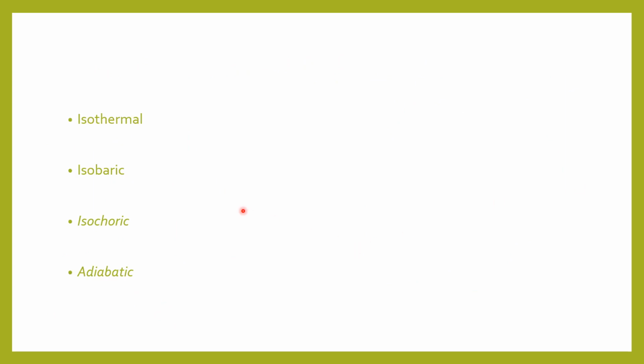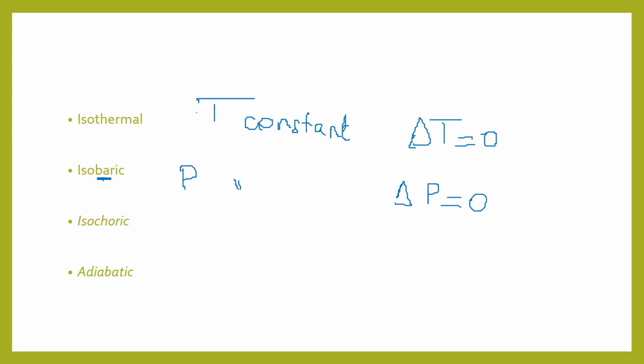I move on to the next type. There is something called isothermal process, isobaric process, isochoric process, and adiabatic process. What is an isothermal process? Remember, an isothermal process is the process where your temperature remains constant. There is no change in temperature throughout the system, meaning your change in temperature is zero. Isobaric process: remember, bar is the unit of pressure. So here the pressure remains constant throughout the process and delta P is 0.